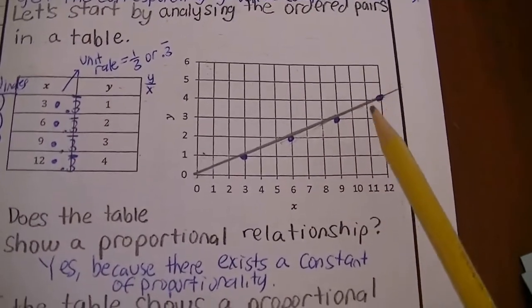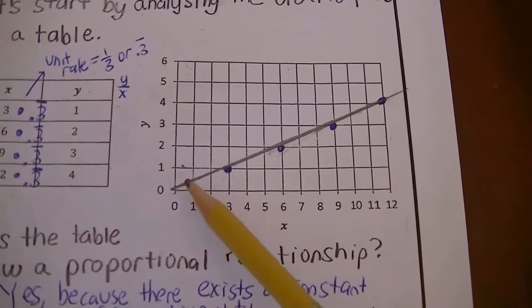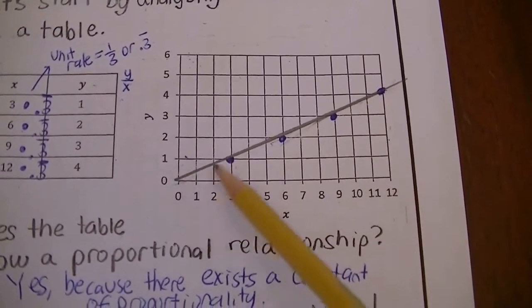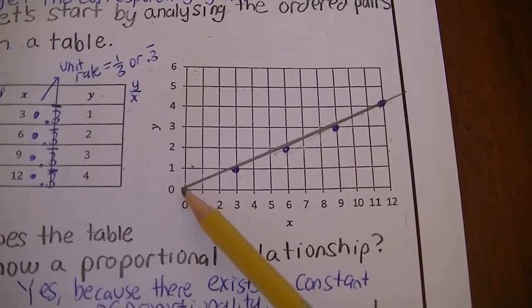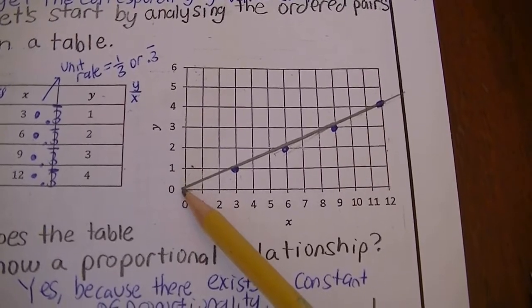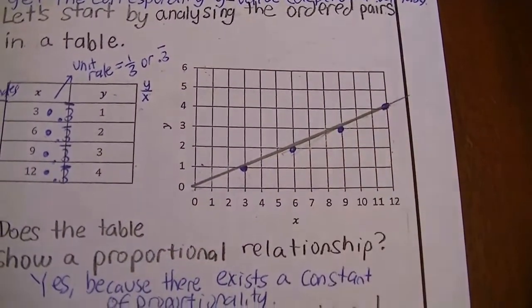All right, so here are the characteristics that make this graph proportional, which you can write in your summary. It is linear. Linear means it's a straight line. And it passes through the origin, the point 0, 0. Those two characteristics make a graph proportional.